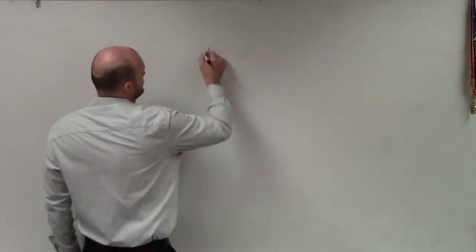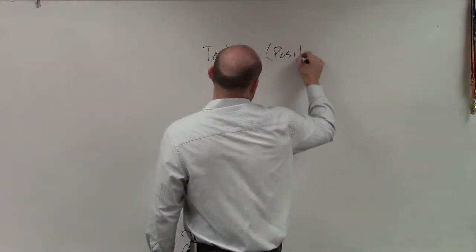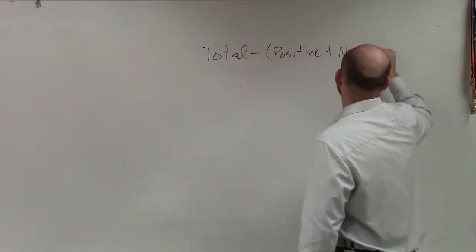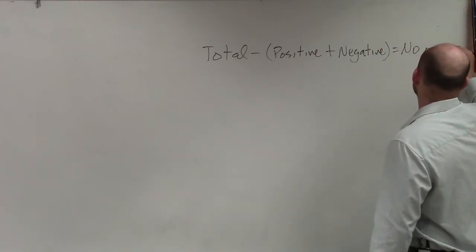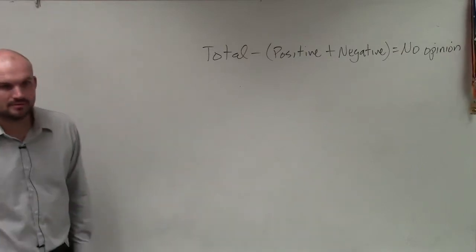So to identify the percentage of people who had no opinion, we need to be able to identify how many people did not have an opinion at all. So we look at the total minus a positive opinion plus a negative opinion equals no opinion. Would everybody agree with that equation that I just wrote up there?